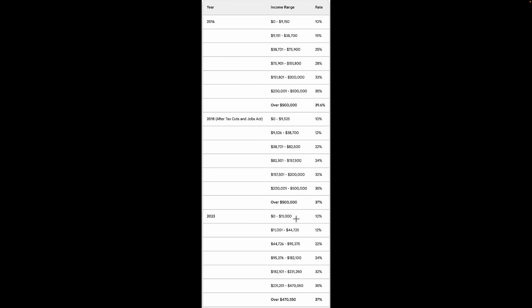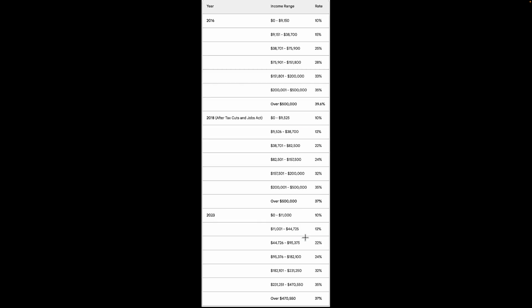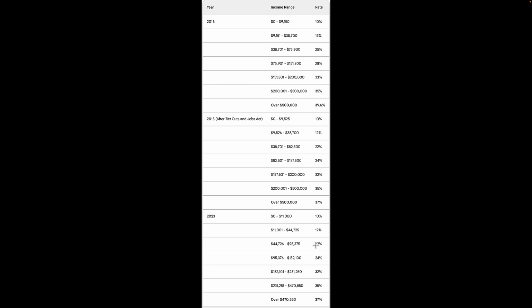And then if you want to take that next leap for another 2%, you can go up to $44,000 of income subject to taxes. And then if you want to go to the next bracket, it shows you 22%. But I'm going to stay on these two brackets.